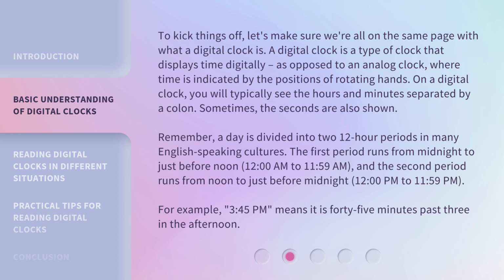Remember, a day is divided into two 12-hour periods in many English-speaking cultures. The first period runs from midnight to just before noon, 12 a.m. to 11:59 a.m., and the second period runs from noon to just before midnight, 12 p.m. to 11:59 p.m. For example, 3:45 p.m. means it is 45 minutes past 3 in the afternoon.